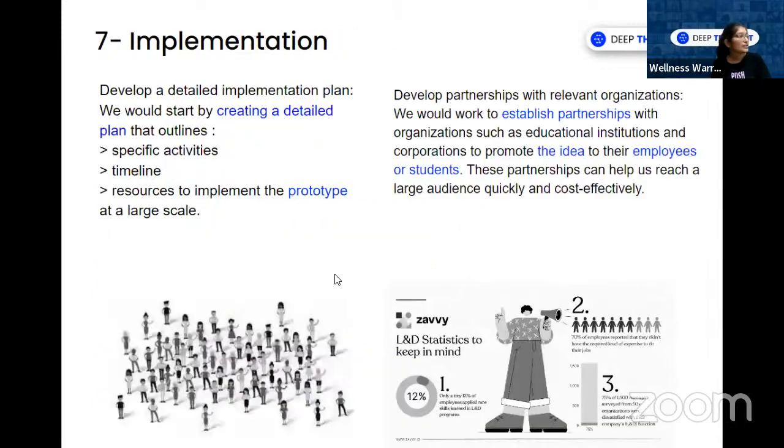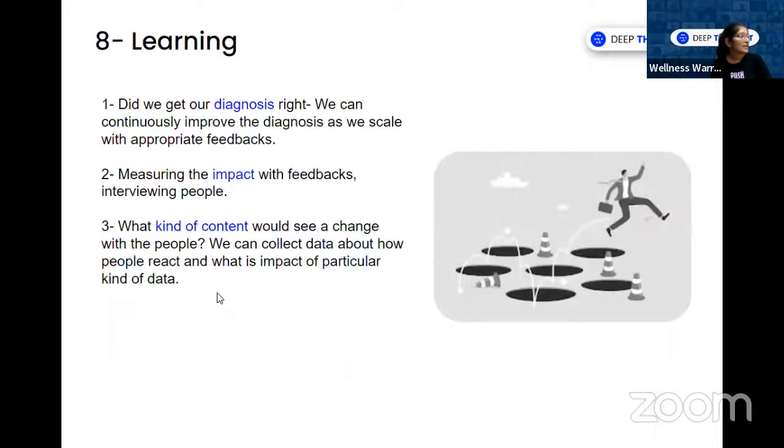And how we are going to implement it: initially we want to implement it with a small group of people, but moving forward we want to establish partnerships with organizations, educational institutes, and corporates to promote this idea, because the corporate sector and students are facing this kind of problem.